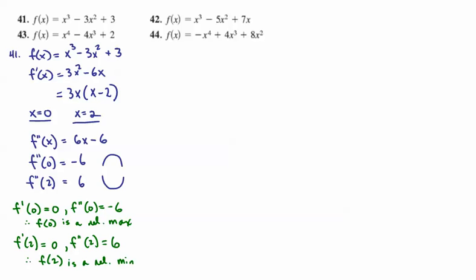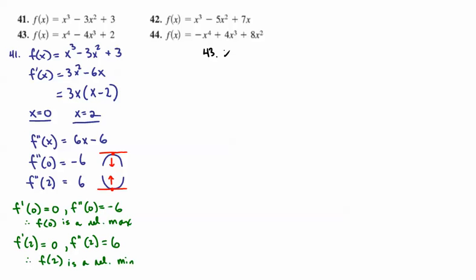Once again, because we have a horizontal tangent at 0 and the function is concave down there, therefore it must be a maximum. At x equals 2, we have a horizontal tangent, but the function is concave up there, so it must be a minimum. We'll go on to number 43 now, and you could graph these functions and verify that yourself. Number 43.